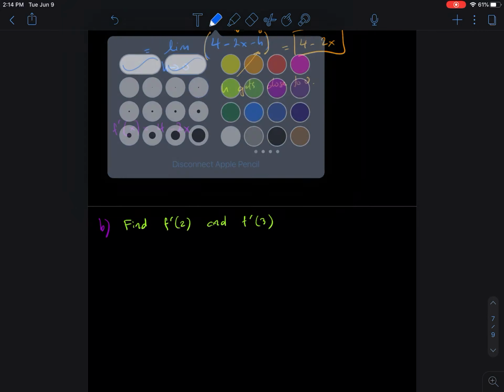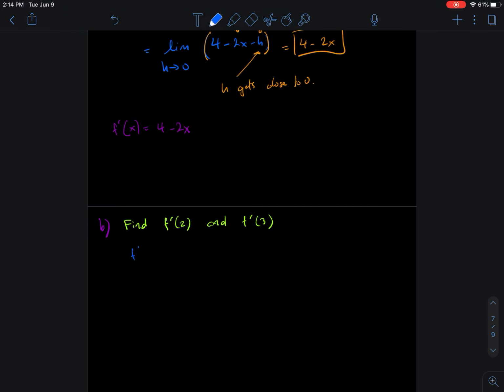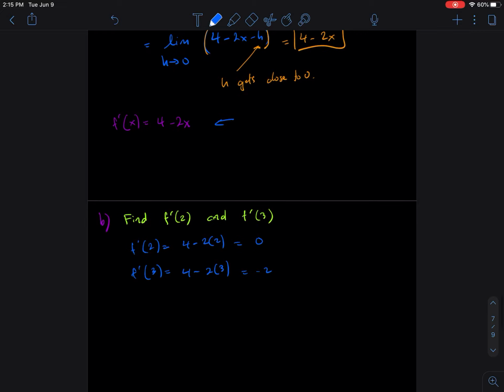So this is just saying, take the derivative function and plug in the 2 for x. So that's just 4 minus 2 times 2, which is just going to be 0. And then take the derivative function and plug in 3 for x. So that's just 4 minus 2 times 3, so that will give us negative 2. So this part is not too bad as long as you get the derivative function correct.